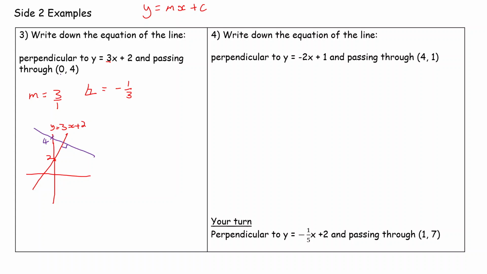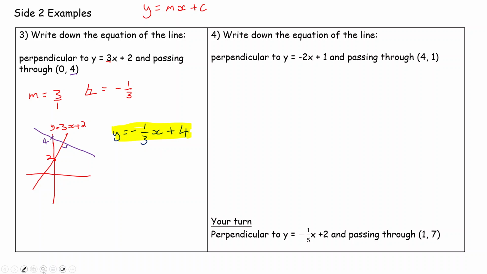Because it's 0 and then 4, you can maybe spot that it's just going to be that value there, which is 4 for the y-intercept. So the equation of my perpendicular line is going to be y equals, the gradient is minus 1 over 3, negative reciprocal, so minus 1 over 3 x, and then the value of c is going to be 4. It goes through the y-axis at the point positive 4, so plus 4. And that is my answer with that one there.